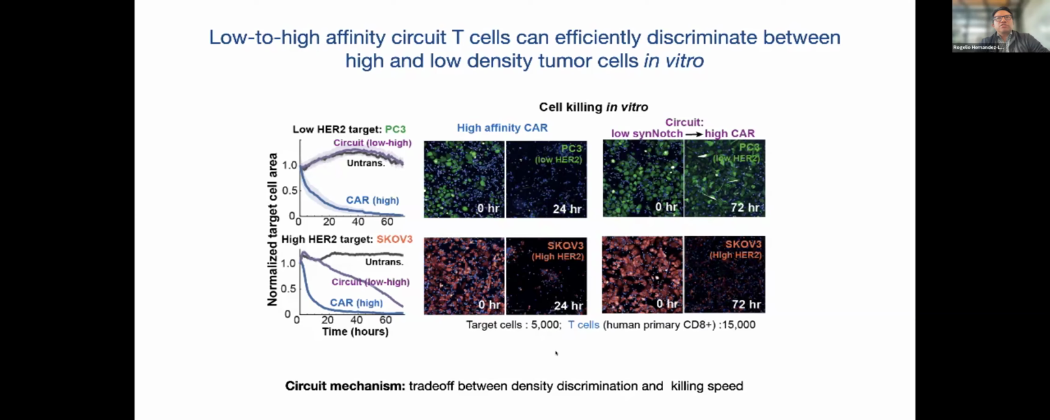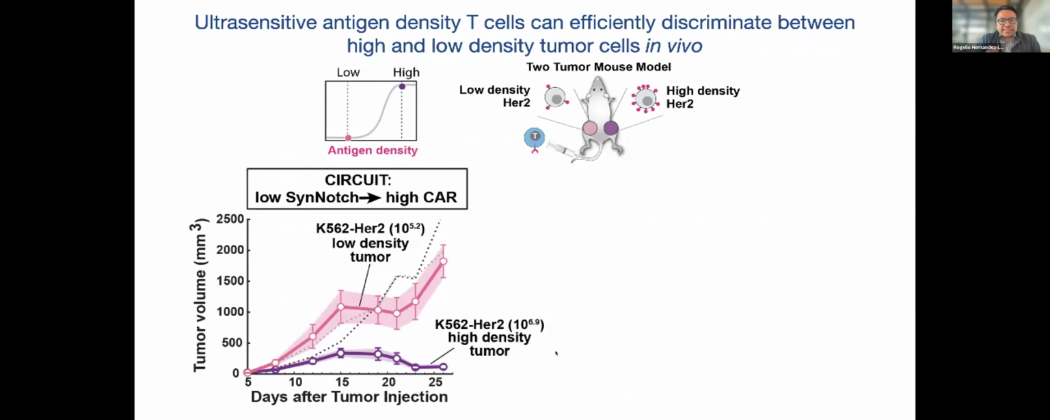But one next layer of complexity in these experiments is to have a mouse model. And in this context, what we did here was to implant two tumors into the same animal. One tumor has high levels of the antigen, and the other tumor has low levels of the antigen. And after a few days, we injected these T cells that have this circuit, low affinity SynNotch to high affinity CAR. And then you can measure over time the size of these tumors.